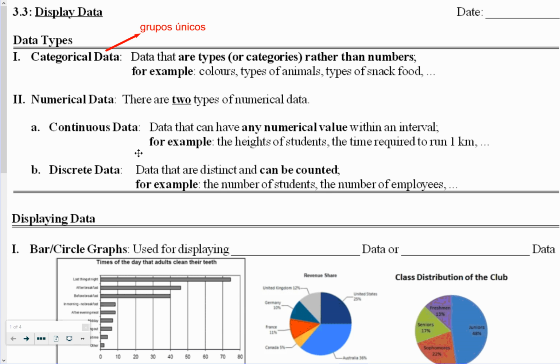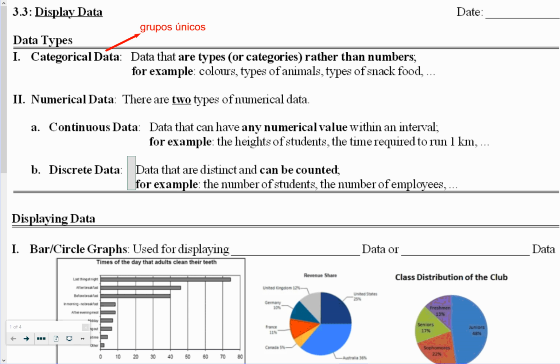Okay? Now, when we're talking about these two different types of data, continuous data is basically data that can have any numerical value in an interval. So, for example, we could have like 1.1, 1.2, 1.3, 1.5, all those different decimals. Now, this would be on either the x-axis or the y-axis of our graph.